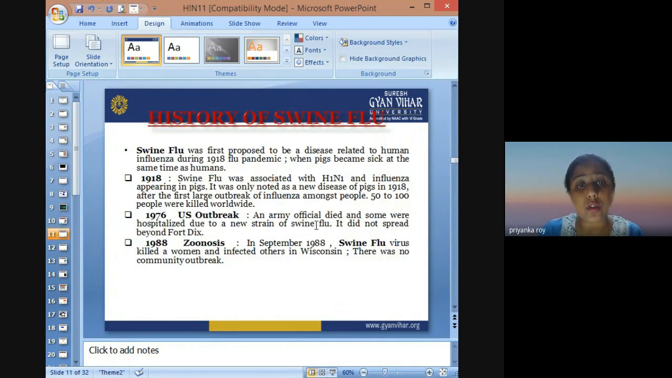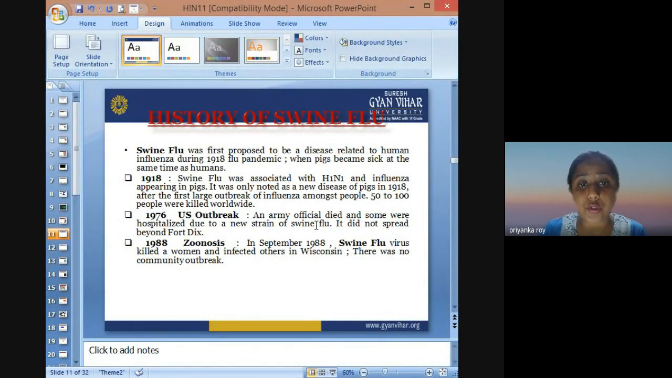Swine flu was first proposed to be a disease related to human influenza during the 1980s. It was first identified in the 1918 flu pandemic, when pigs became sick at the same time as humans. In 1918, swine flu was associated with H1N1 influenza appearing in pigs. It was only noted as a new disease from pigs after the first large outbreak of influenza, in which 50 to 100 people were killed worldwide because of the outbreak. In 1976, a USA outbreak happened. An army official died and some were hospitalized due to a new strain of swine flu.